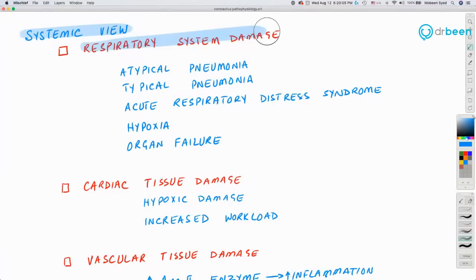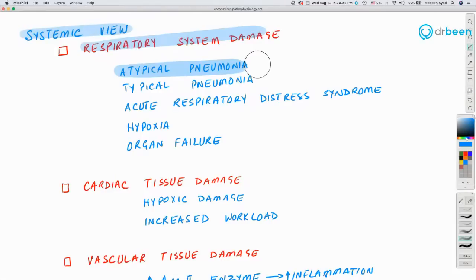So of course, respiratory damage starts mostly with the upper respiratory system. I'm talking about the typical symptoms. Upper respiratory system means dry cough, congestion, sore throat, and so on. A runny nose is less common. Then lower respiratory system symptoms, which usually start as atypical pneumonia.